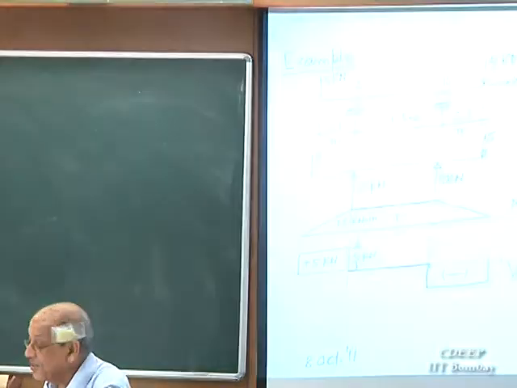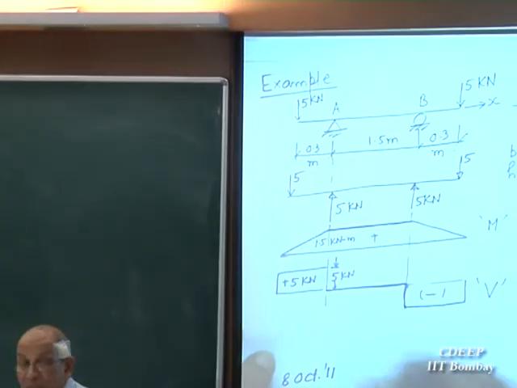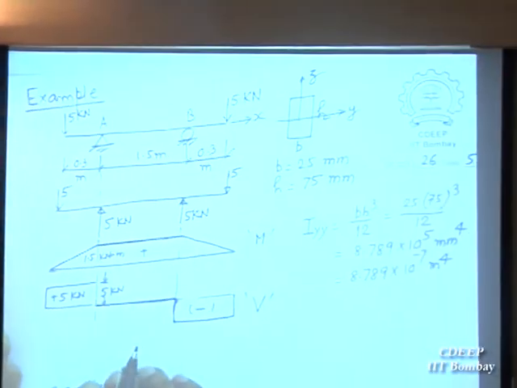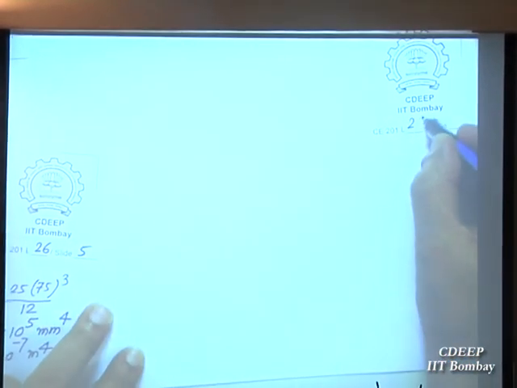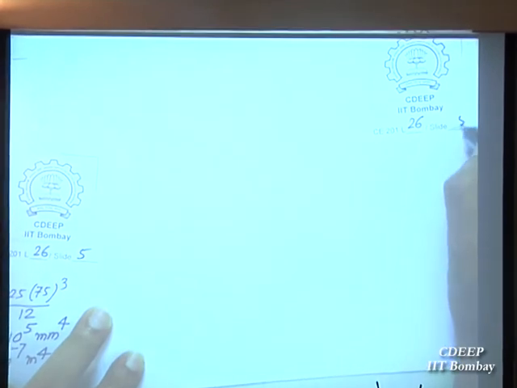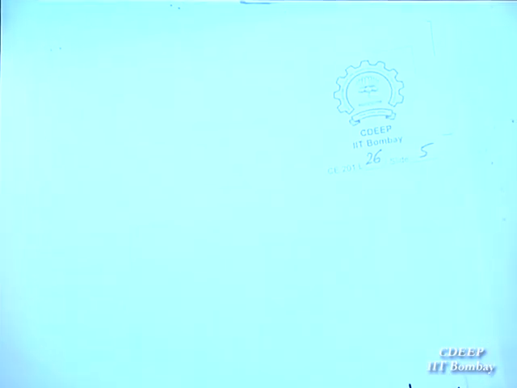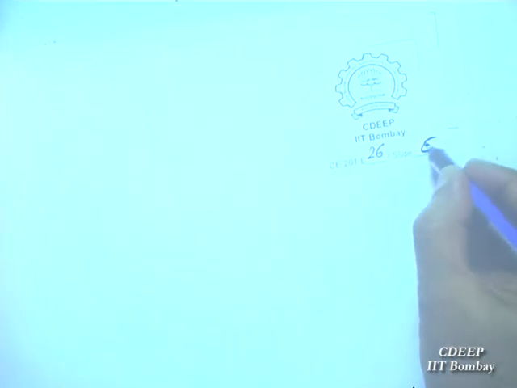Next is what? First thing is geometry you must know, loading you must know, length you should know, then you should go to 6, 5. This is 6. This is 6.